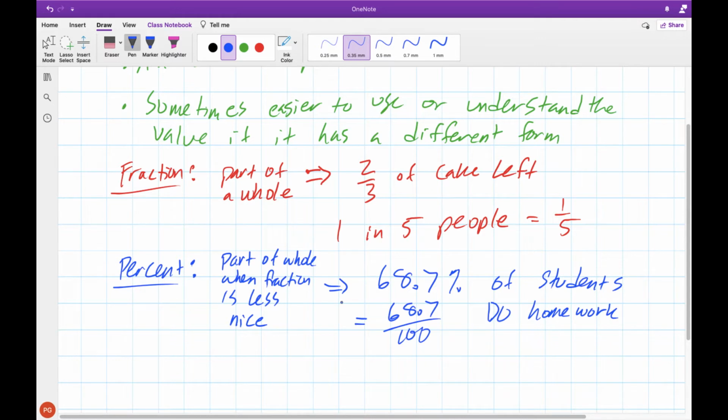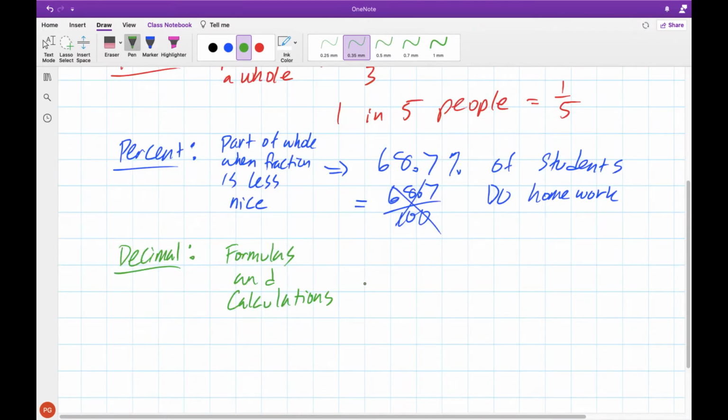Percentages, sort of a similar idea, right? It gives us that intuitive sense of a part to a whole, but it doesn't work as well to use a fraction when our numbers are like 68.7%. So when the numbers are a little bit messier, oftentimes that's where percentages look really good and can be a better way of understanding our values.